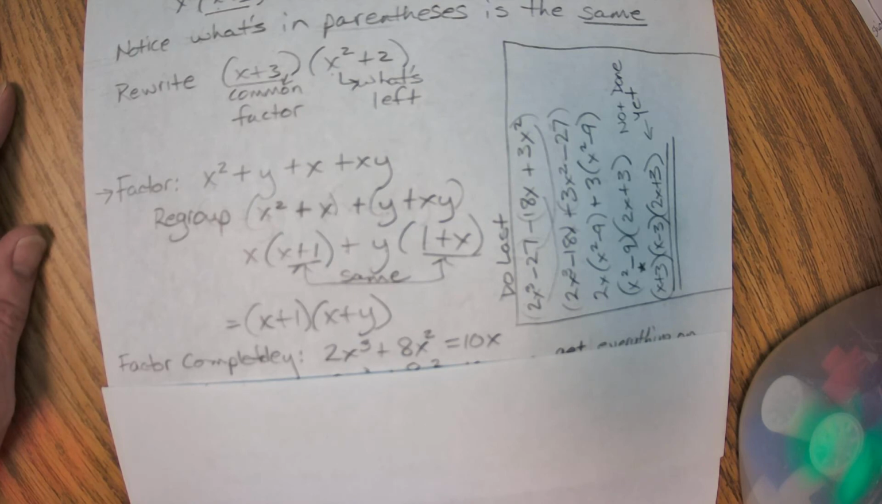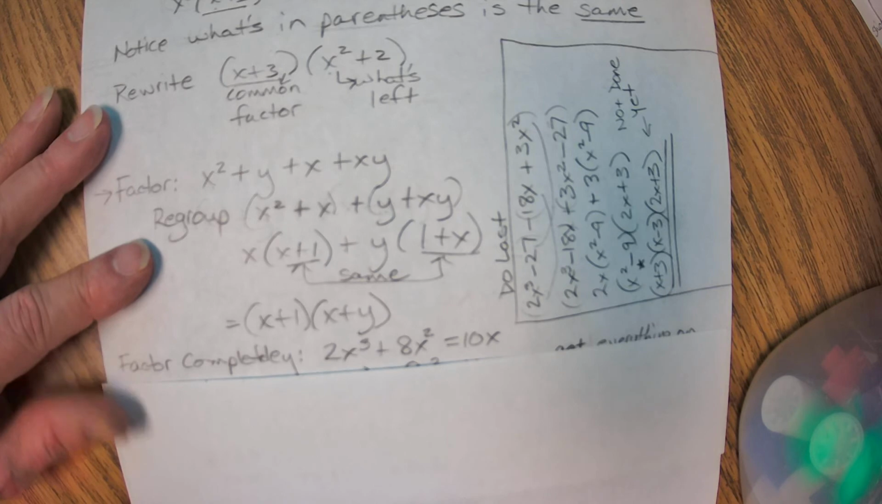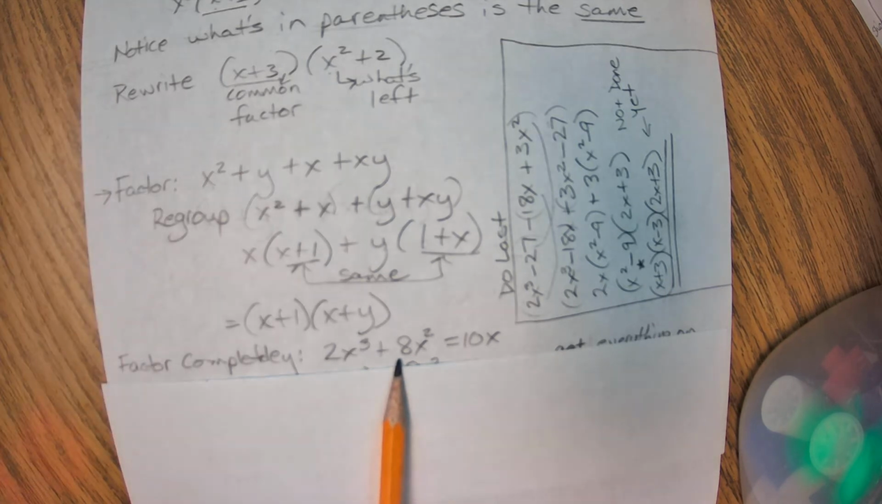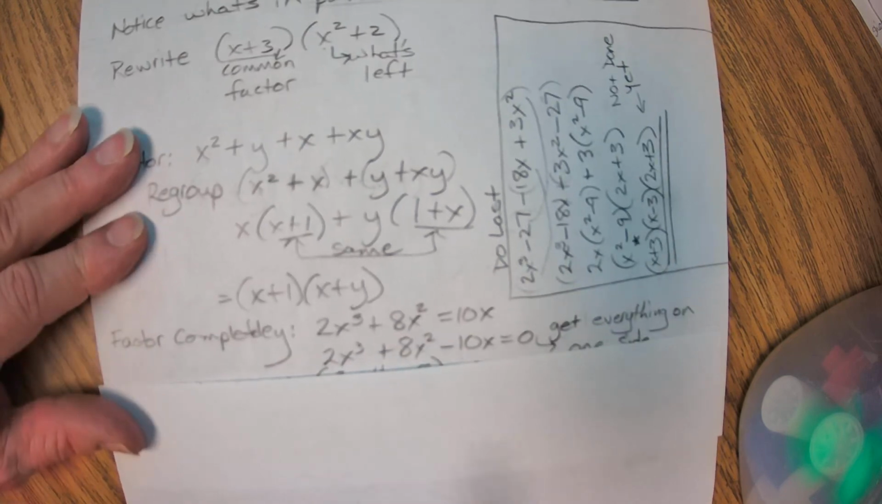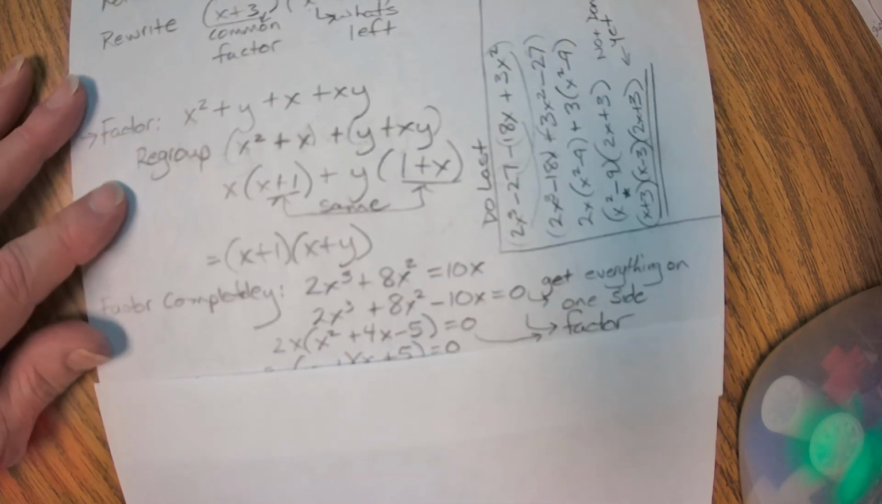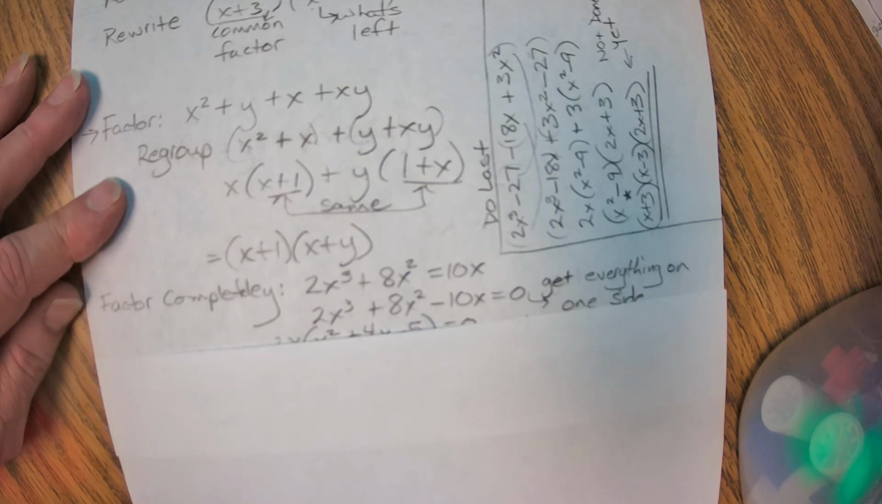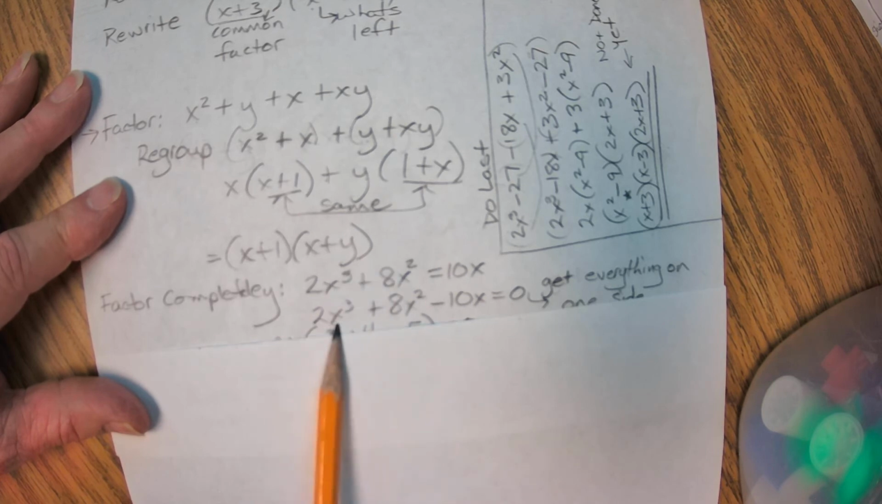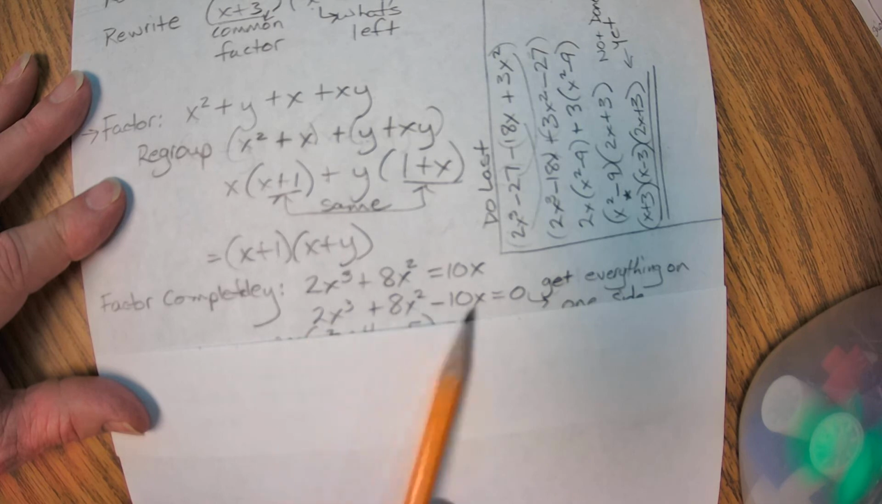All right. You're going to get a lot of these where it says factor completely. Obviously, this is not written in standard form. I want everything over on the left. So this would become 2x cubed plus 8x squared minus 10x equals 0. Remember, you want to get everything on one side, and then we're going to factor. So remember, the first thing you always look for, is there a common factor? There is. Every term has an x, and every term is even, so I know that I can factor out a 2x.